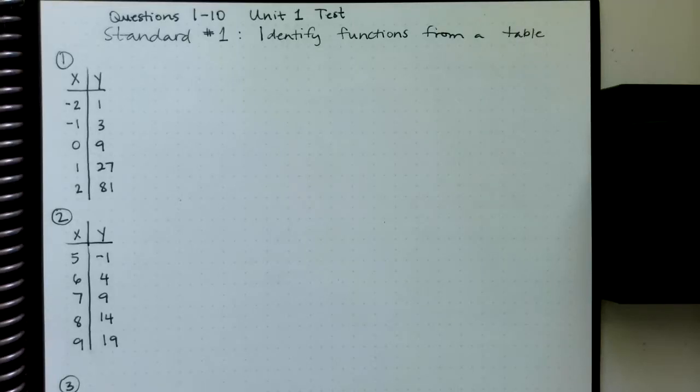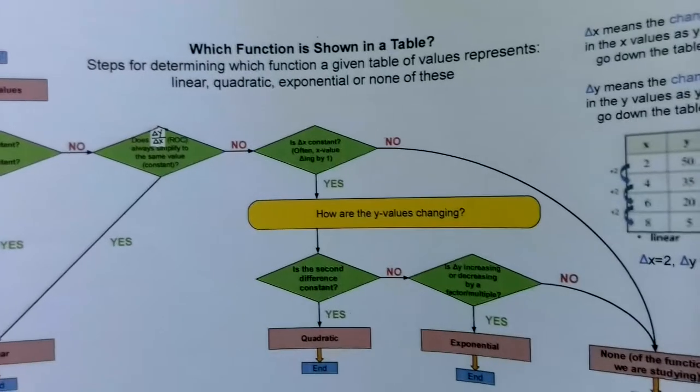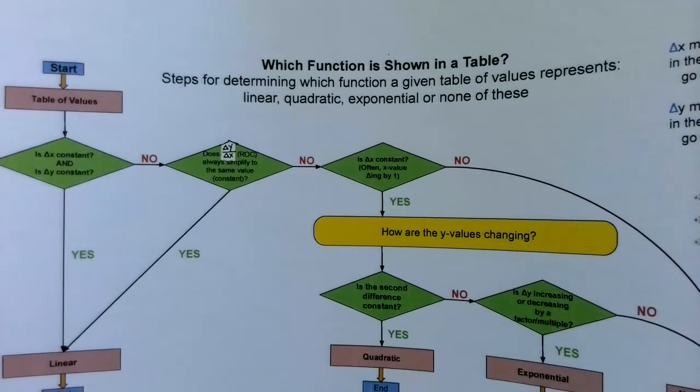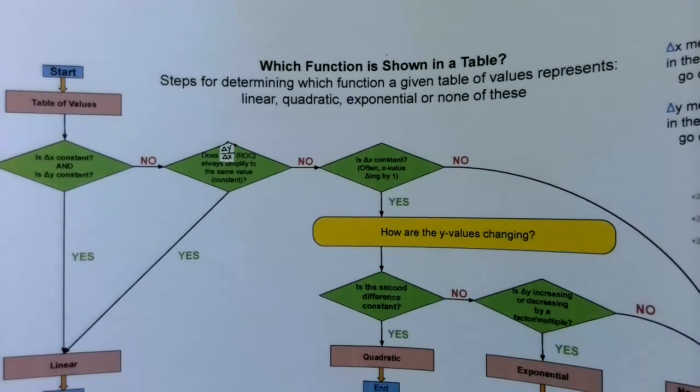This is a reteach of Standard 1, which is identifying functions from a table. We'll be looking at linear, quadratic, exponential, or functions that don't fall in any of those three categories that we're studying right now. You want to have your function flowchart handy. I will be referring to that, but you want to have this out when you're reviewing and taking your retest.